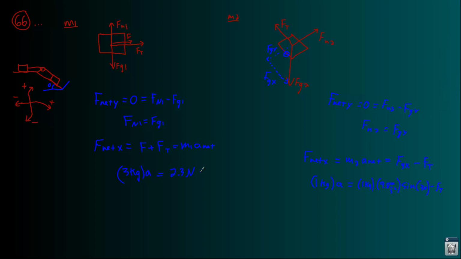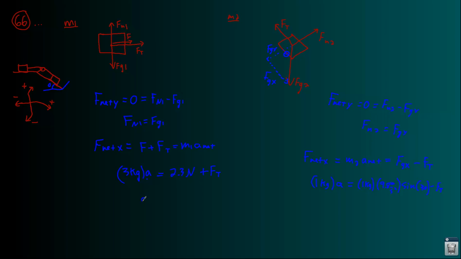2.3 newtons plus Ft. When we have two equations and two unknowns, in this case the two unknowns are A and Ft, this is the strategy I use. We're looking for Ft, so we want to get rid of A. And to get rid of A, we solve both equations for A and then set them equal to each other. That's how I do it.